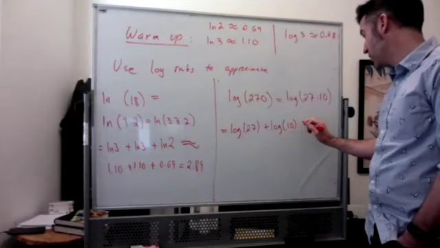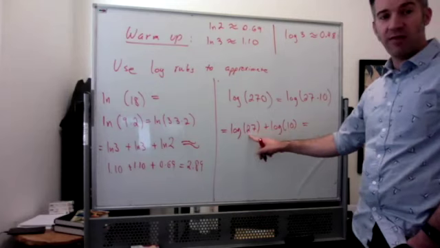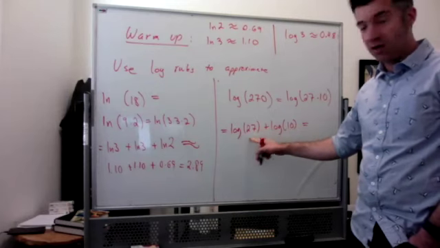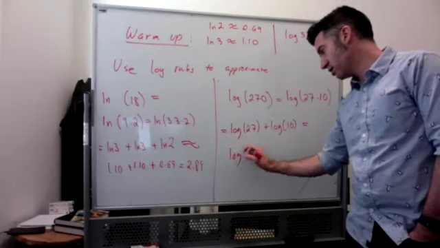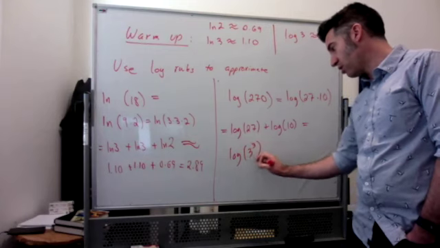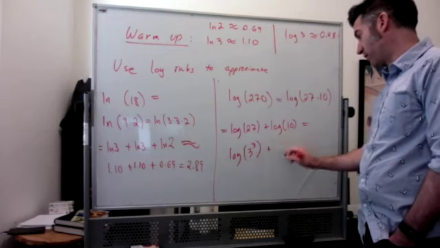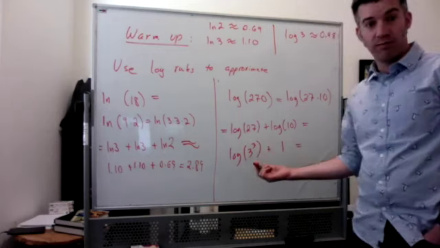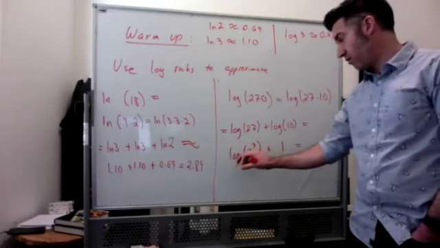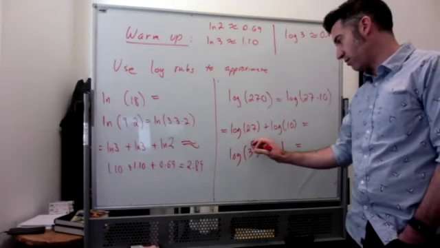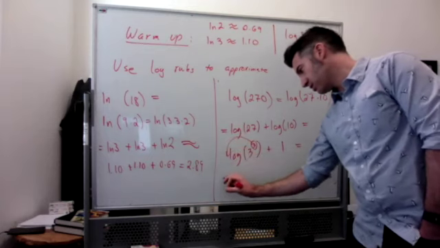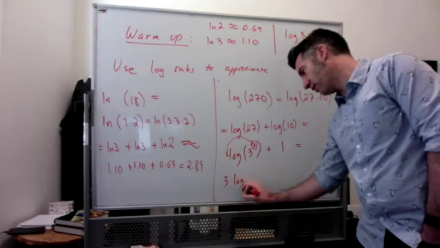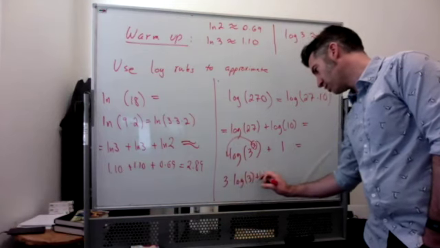Oh, it's 1. So this, instead of writing it as 3 times 3 times 3, I'm going to write it as 3 to the third. Log of 10 is 1. And then I can use the exponent rule. It says that if you have log of something to a power, you can bring that power down in front. So this is 3 times log of 3 plus 1.